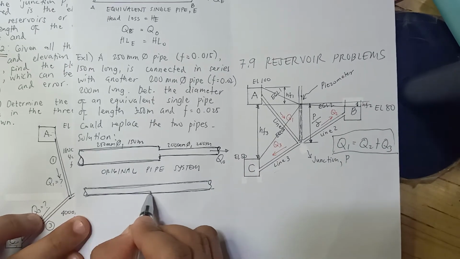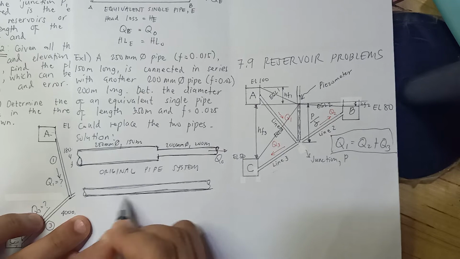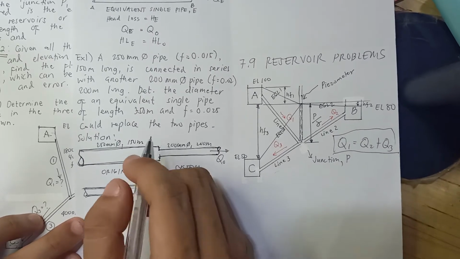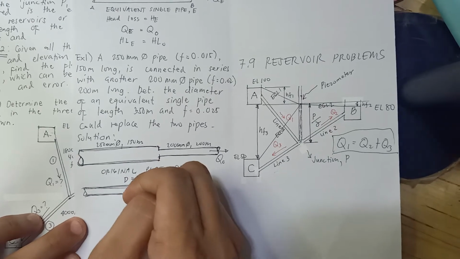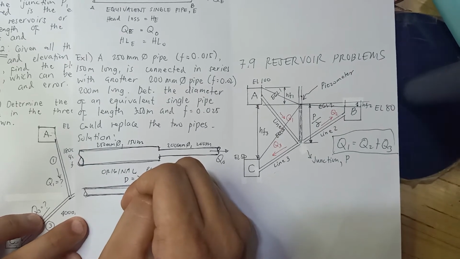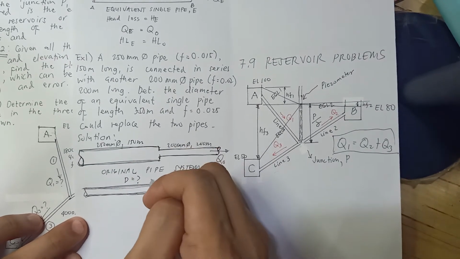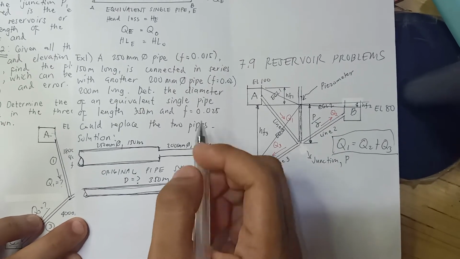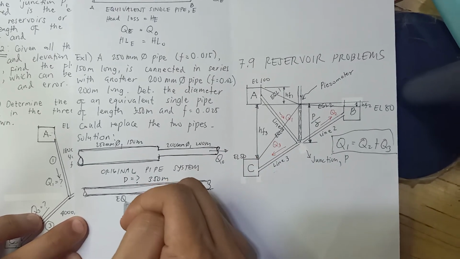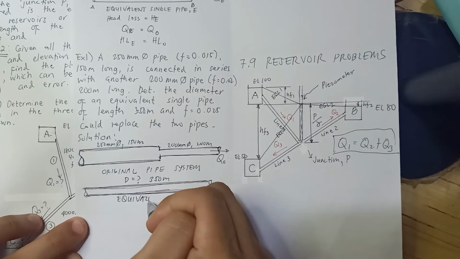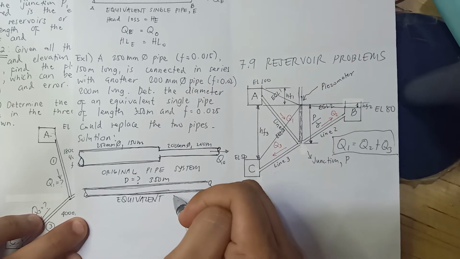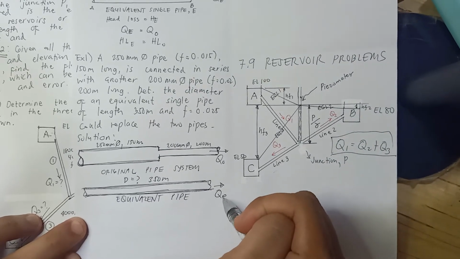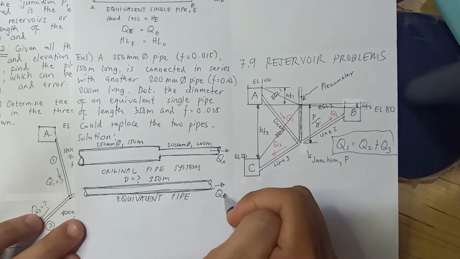I'm always recommending to use rulers for guidelines. So, what kabalo siyang diameter? But all we know is, i-add na tong duha ka length, it would be 350 meters, no, ang length. And this is now the equivalent pipe. Where ang discharge is QE or Q capital E.